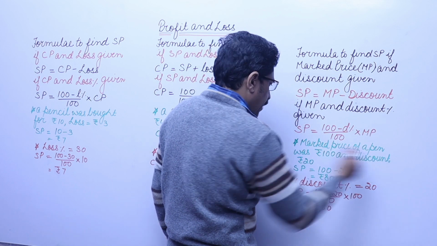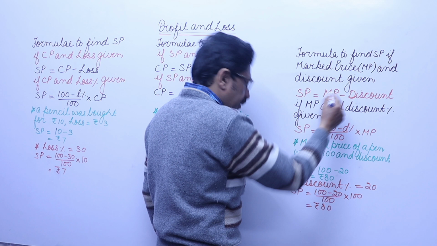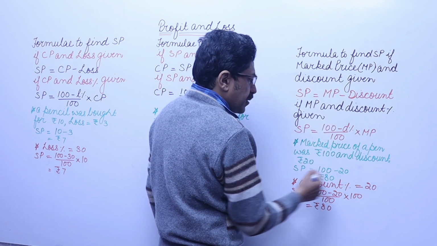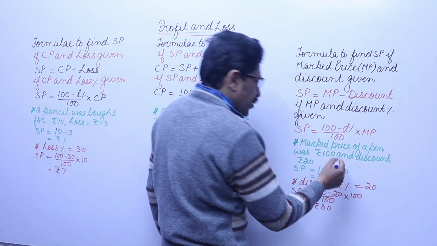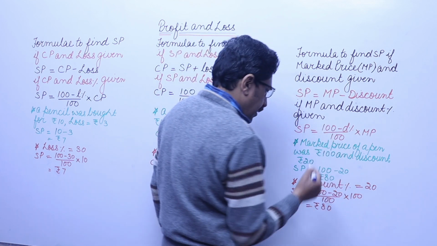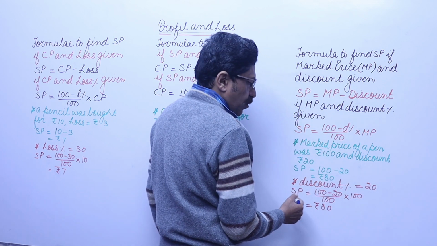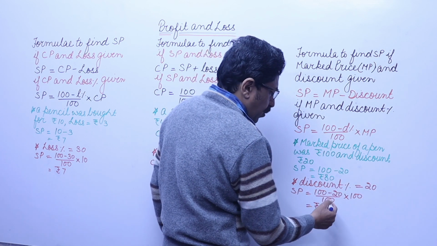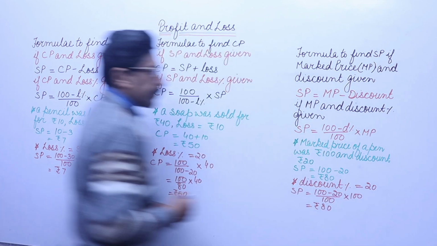Marked price of a pen was rupees 100 and discount rupees 20. Then using this formula, selling price is equal to 100 minus 20, rupees 80. In place of discount rupees 20, if discount percent is given as 20, then selling price is equal to 100 minus 20 over 100 into 100, that is rupees 80.